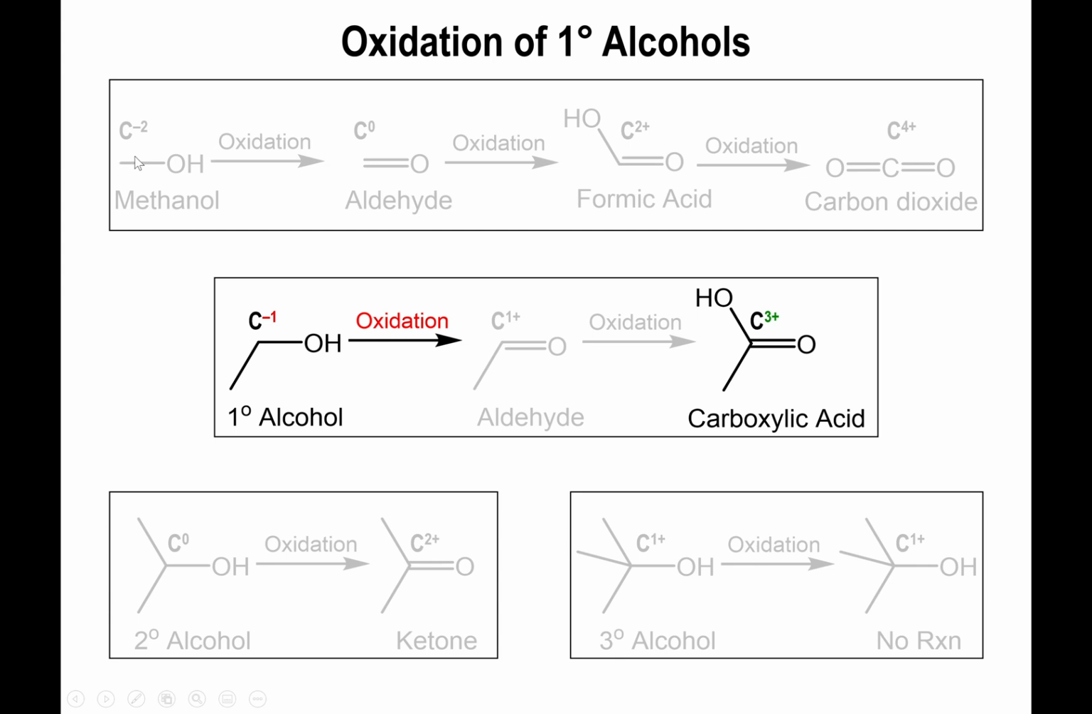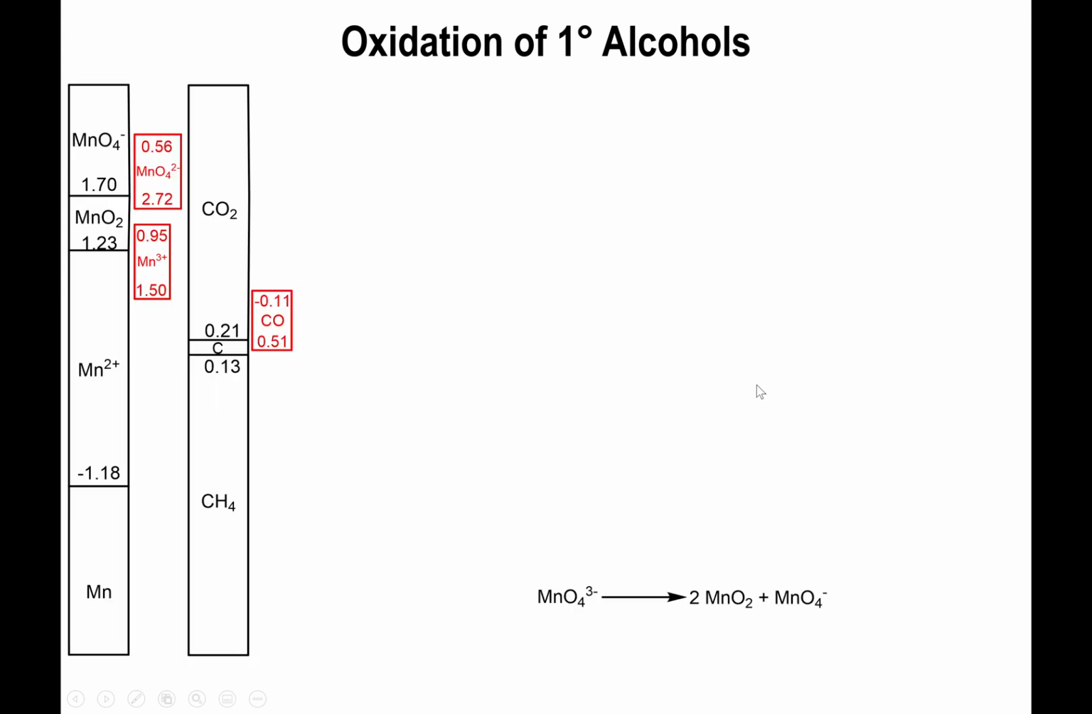Obviously, we don't want to start with methanol because the carboxylic acid is not the final stage, it's CO2 when you use a strong oxidizing agent. So let's take a look at the primary alcohols that make carboxylic acids with strong oxidizing agents.